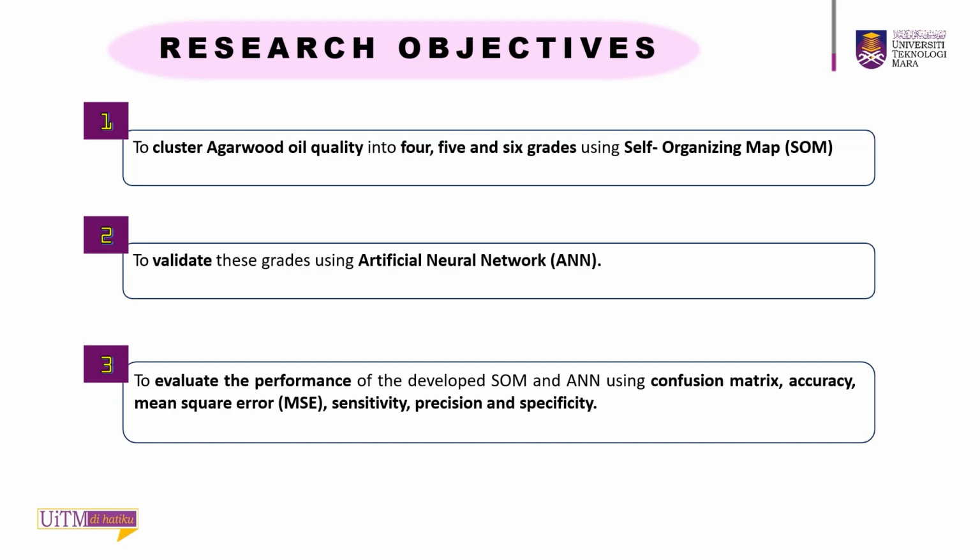For the next slide, it is the research objective, which consists of three. First, to cluster agarwood oil quality into 4, 5, and 6 grades using SOM. Second, to validate these grades using ANN. The third is to evaluate the performance of the SOM and ANN using the confusion matrix, accuracy, mean square error, and sensitivity, precision, and specificity.